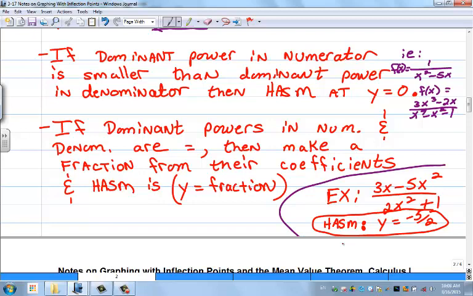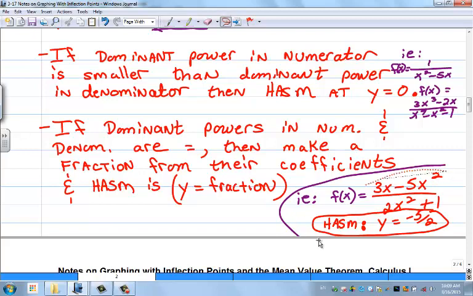So an example of that: f of x is equal to 3x minus 5x squared over 2x squared plus 1. And you'd make a fraction from the coefficients of the highest powers of x in the top and the bottom because they're the same. So it would be negative 5 over 2. Y equals negative 5 halves would be the horizontal line that the graph would get close to as x approached infinity.